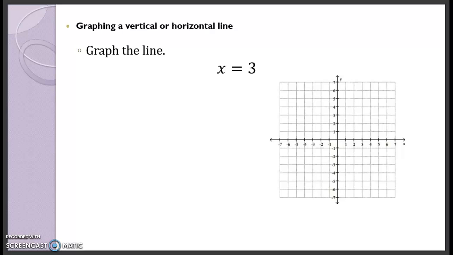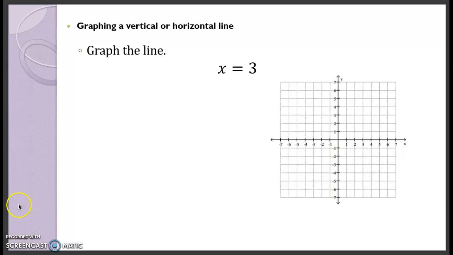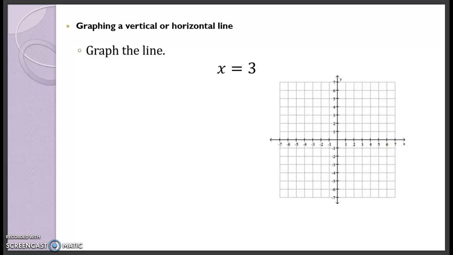Hey everybody, this video will cover graphing a vertical or horizontal line. So a vertical or horizontal line is always going to be an equation where y equals a number or x equals a number. Okay, we're not going to have another variable in there.